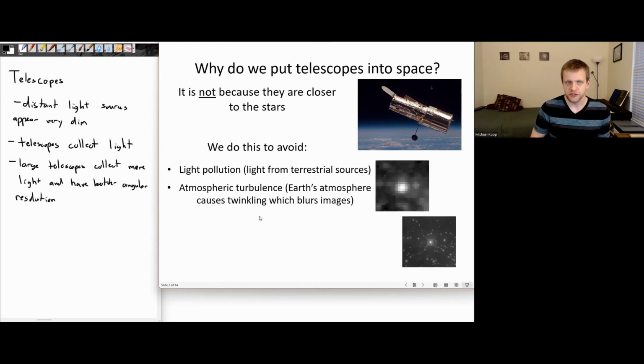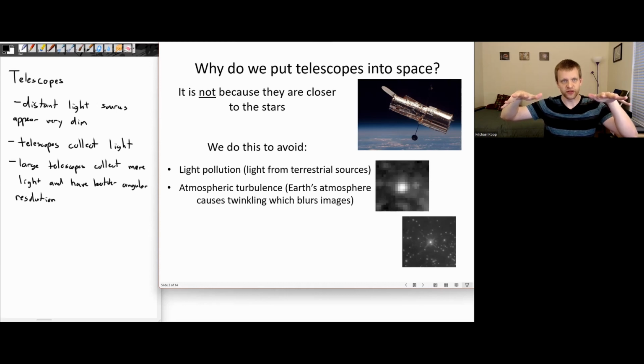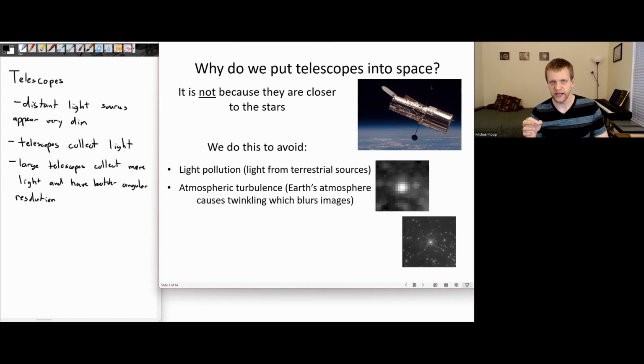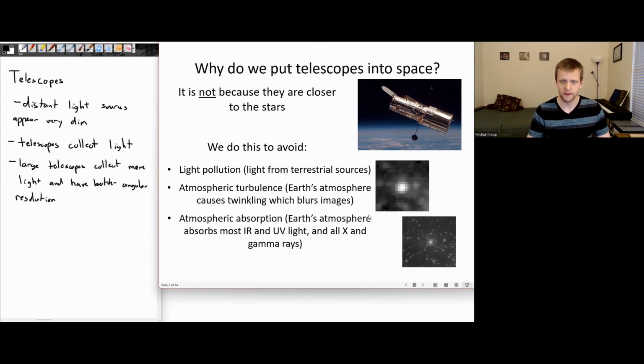We want to avoid atmospheric turbulence. Earth's atmosphere is not perfectly smooth. It goes through little bits of turbulence. And just like when you look at the air over top of hot asphalt or over top of a barbecue, how you see that little wavy line and that little distortion start to happen, Earth's atmosphere does that all the time. This causes the twinkling of the stars, but for astronomers, that's kind of annoying. It causes the images to blur, and we want to avoid that.